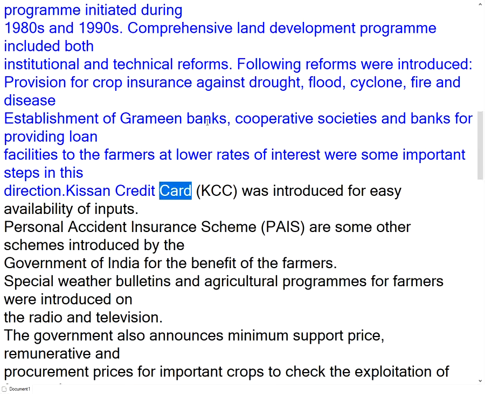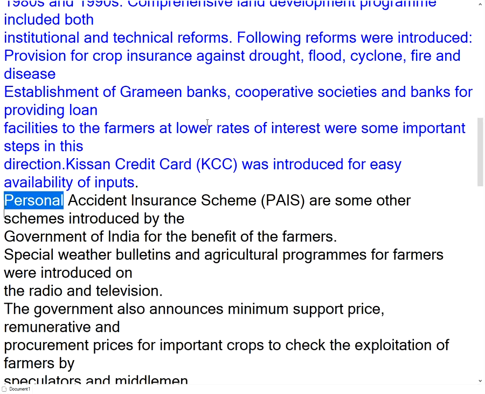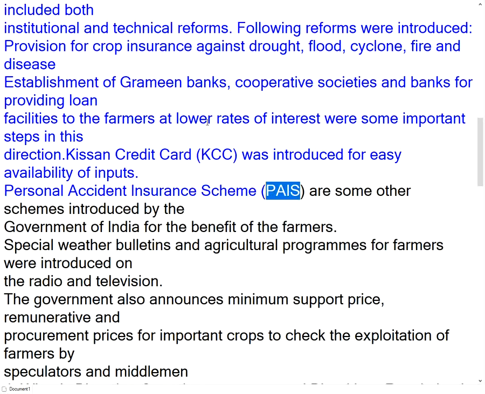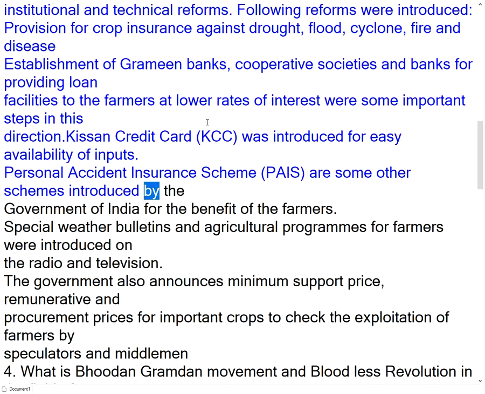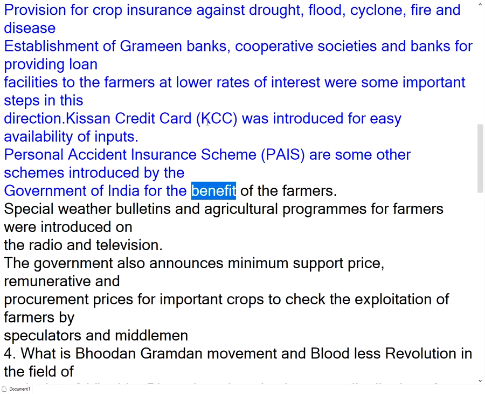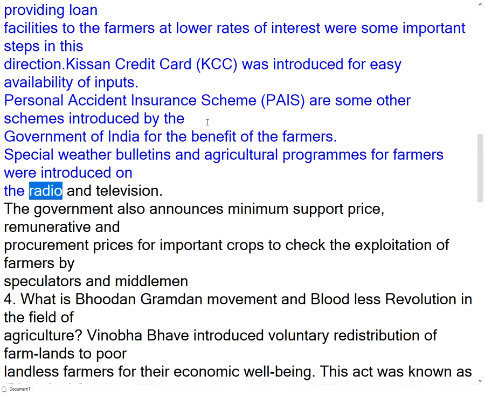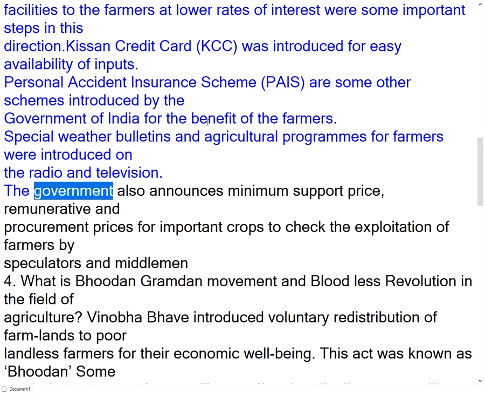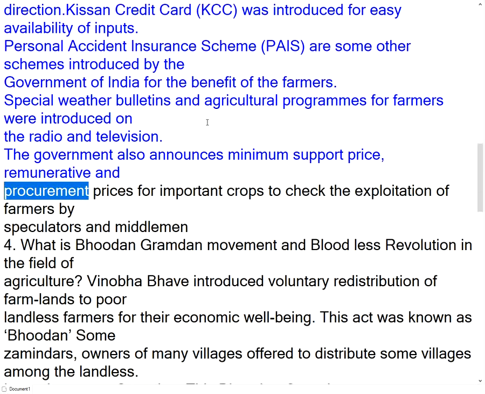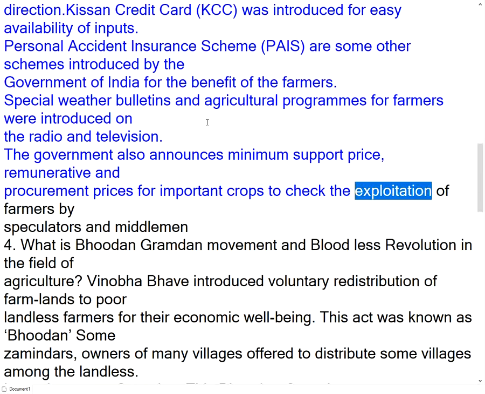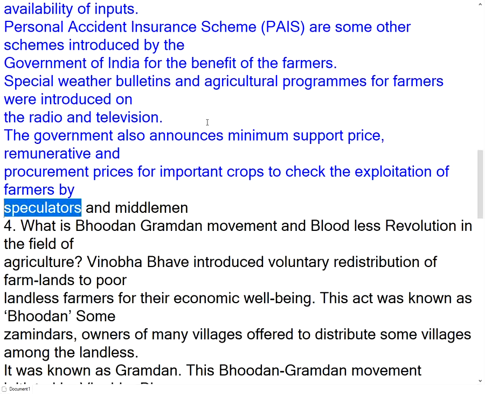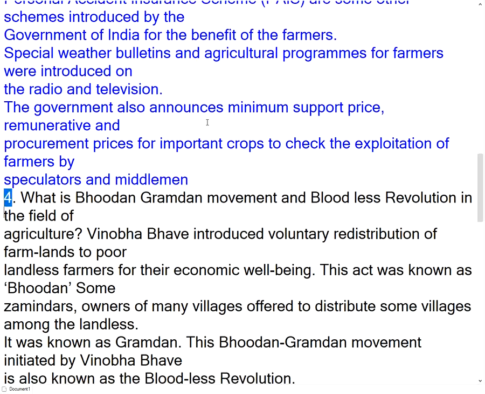Kisan Credit Card, KCC, was introduced for easy availability of inputs. Personal Accident Insurance Scheme, PAIS, and others are some other schemes introduced by the Government of India for the benefit of the farmers. Special weather bulletins and agricultural programs for farmers were introduced on radio and television. The government also announces minimum support price, remunerative and procurement prices for important crops to check the exploitation of farmers by speculators and middlemen.